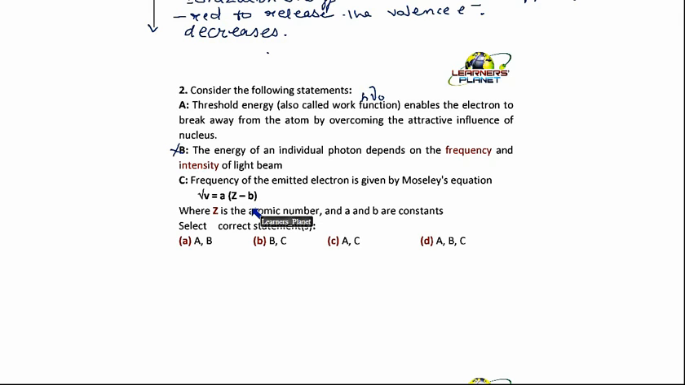This is Moseley's equation. We discussed this in our previous session. This is the frequency of the X-rays which were produced, and he plotted a graph between the square root of frequency and atomic number and got a straight line. And B is constant for different series. Say for the K series it has a constant value, for the L series it is again a constant value. So what are the correct statements here? It is A and C, right?